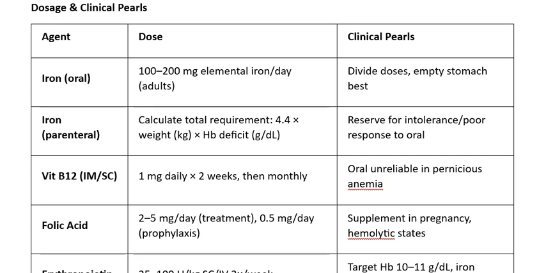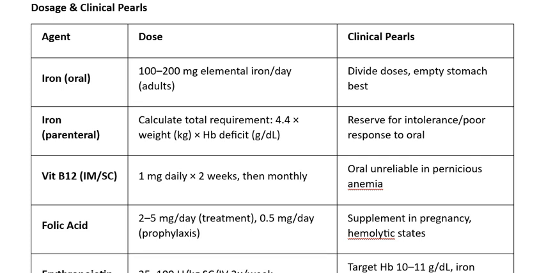Got it. Parenteral iron dosage. Is there a standard dose? It's often calculated more precisely based on the patient's specific iron deficit. There are formulas, like the one mentioned, 4.4 times body weight in kg times the patient's hemoglobin deficit in g/dL. But the key pearl remains: reserve this route for patients who really can't use or don't respond to oral iron.